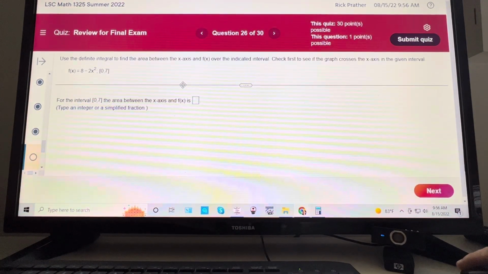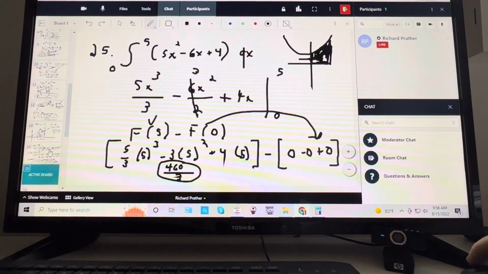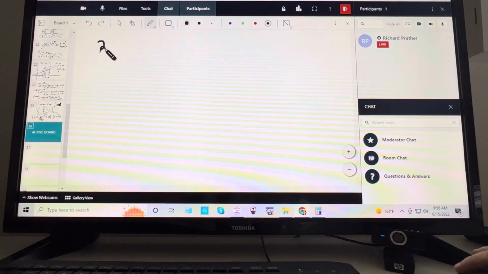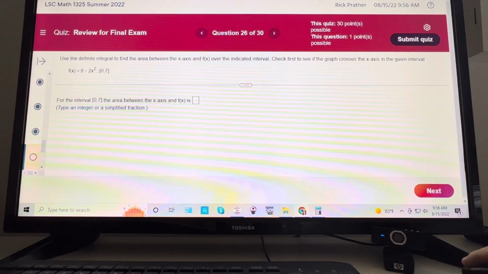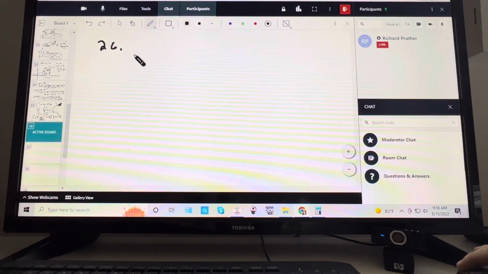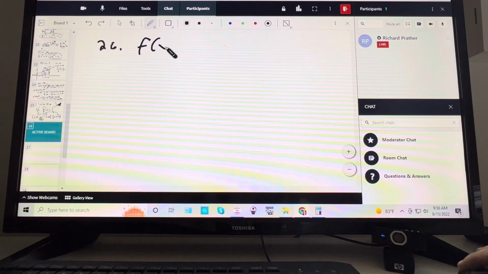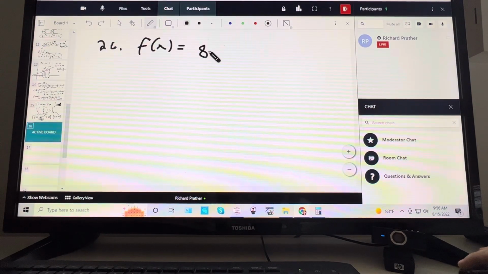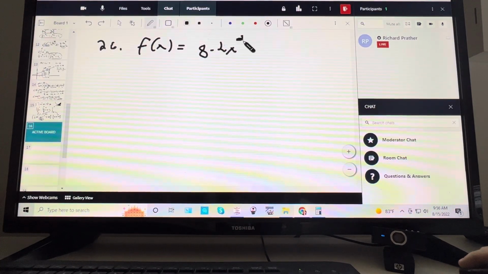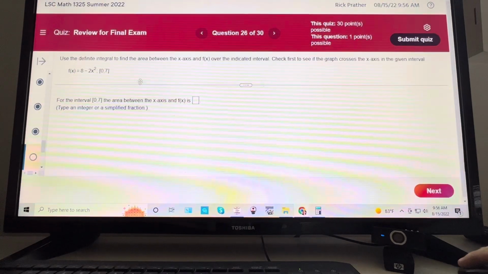Okay, then what happens is that first one, that one was entirely above the x-axis. But now you might get it where part is above and part is below. So when that occurs, then you got to break it up into two different integrals, or possibly more than two if it happened more than once. So my original function is 8 minus 2x squared, and I want to go from 0 to 7.